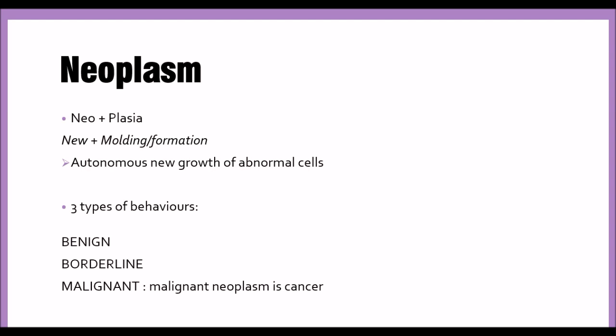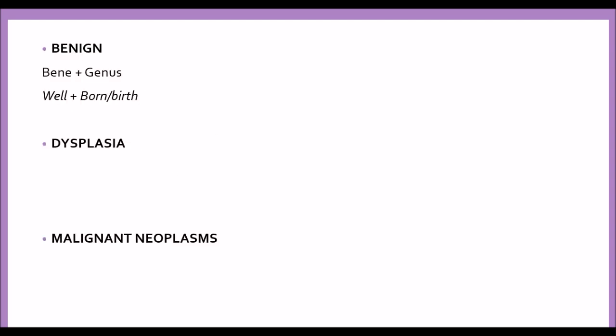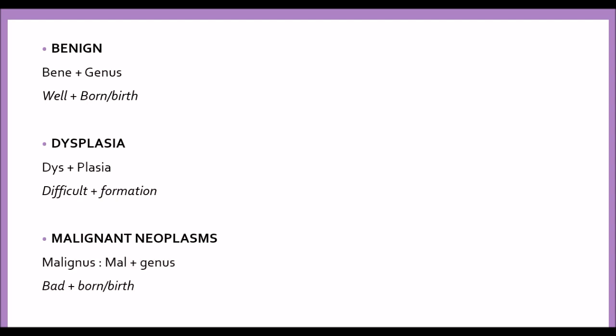And there are different ways that we classify and that we can detect using Greek and Latin roots whether the neoplasm is benign or malignant. So benign comes from the Latin bene and genus, which means born, birth. So benign is something that is born well. Dysplasia, again, this meaning difficulty, difficult formation. And then malignant neoplasm comes from the word malignus, which means mal, bad, and genus, to be born. So a bad birth.